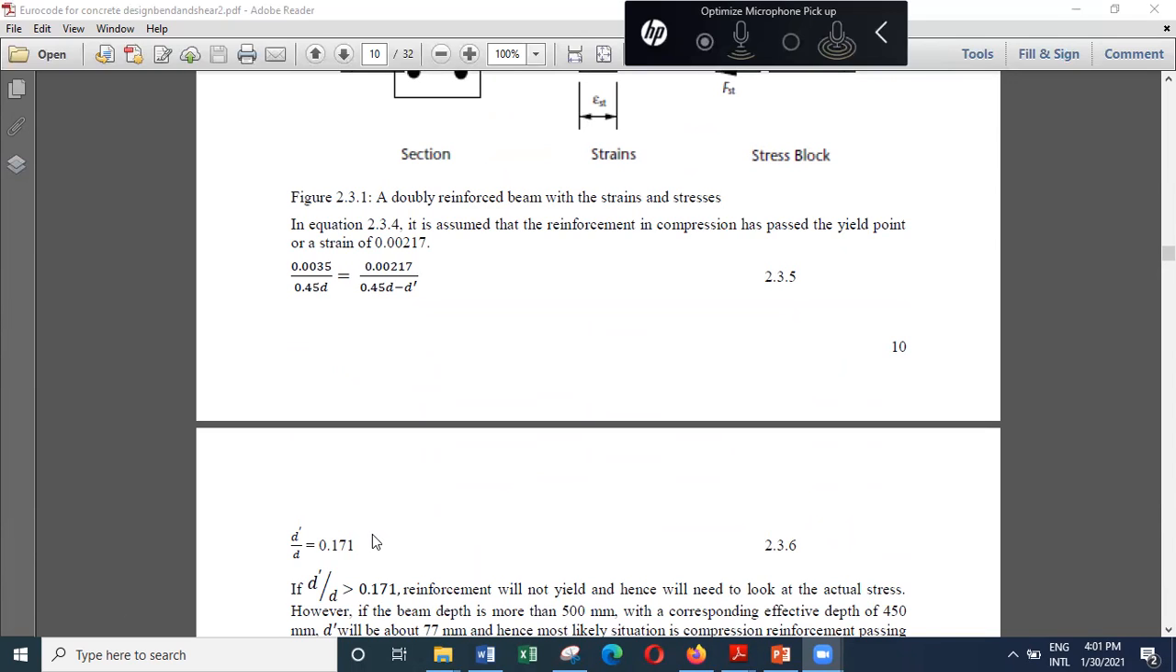So you select the cover, you select the link diameter, you select the bar diameter. Once you select the cover, link, and bar diameter, you know the value of d dash. We also know the value of d. We can always find the d dash over d ratio. And when we know d, we can find the corresponding d dash.